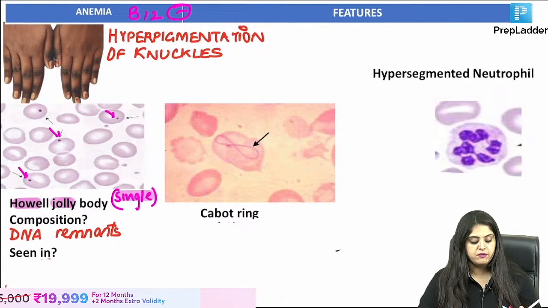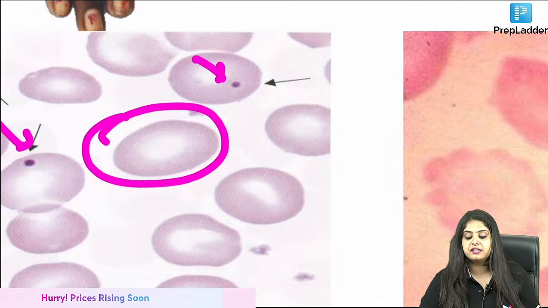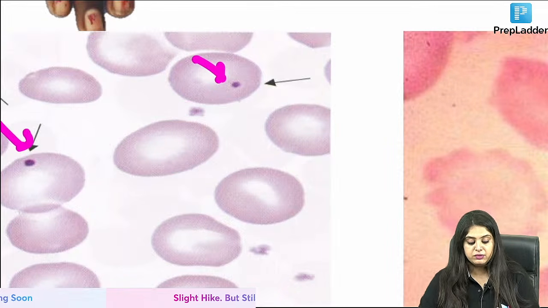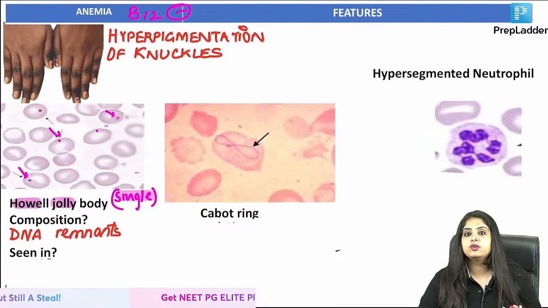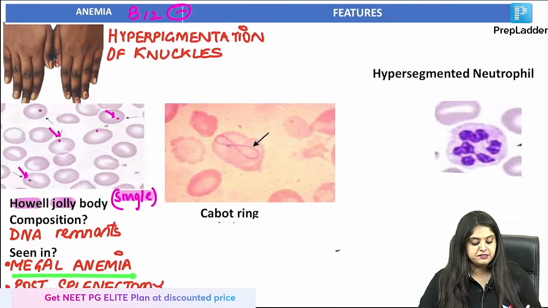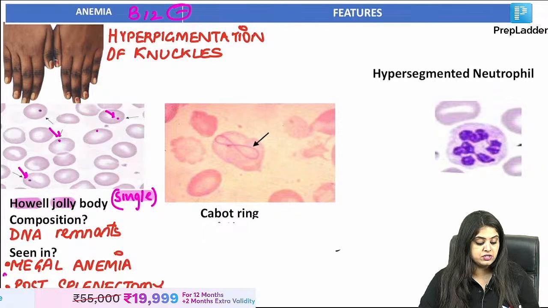Second, what is it made up of? It is made up of DNA remnants. So we know, does an RBC have a nucleus? It doesn't have a nucleus, but there are some nuclear remnants that are staying back, and that is a Howell-Jolly body. So where is it seen? It is seen in megaloblastic anemia that you are studying right now, but isse zyada inka favorite question hai.